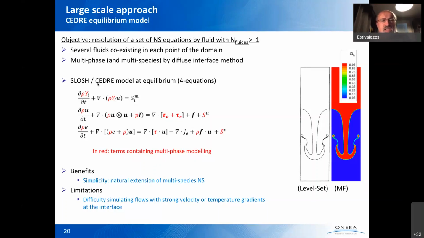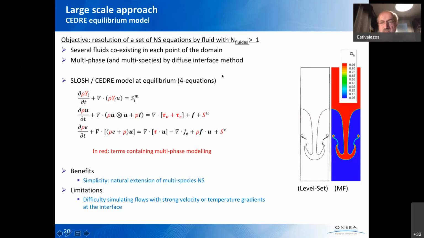So the idea is to treat this with a multi-phase and multi-species approach. And as the geometry can be very complex, and the grid is an unstructured general grid, you can have polygonal cells and so on. So it's difficult to have an interface capturing approach. So we jump to what we call a diffuse interface method.